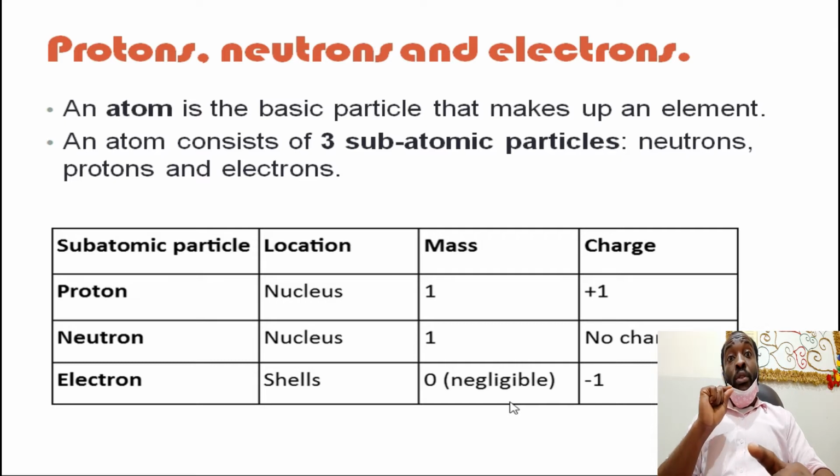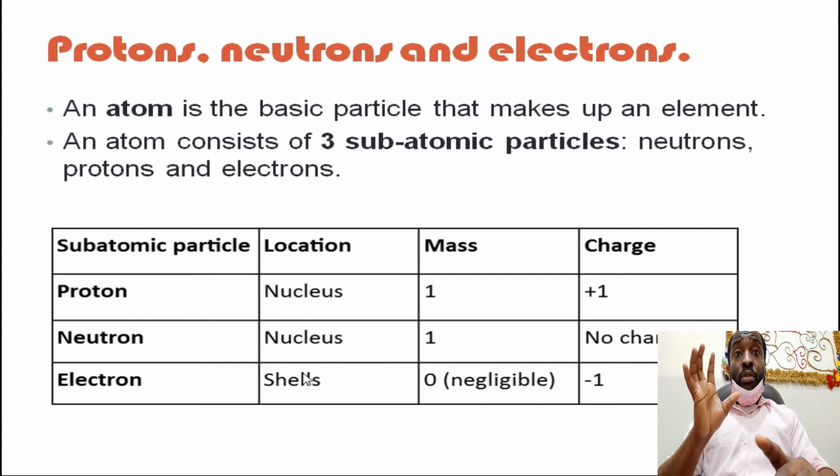If we look at the location of these subatomic particles, the protons and the neutrons are both located at the center of the atom, or the nucleus. Meanwhile, the electrons are found roaming around the shells or in regions called energy levels.